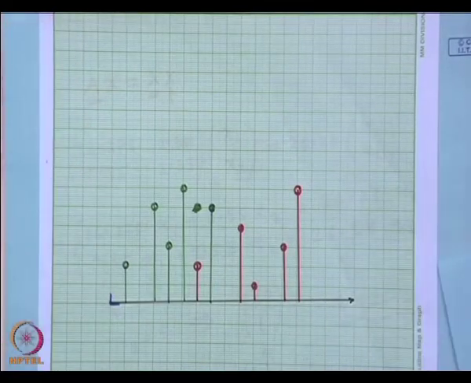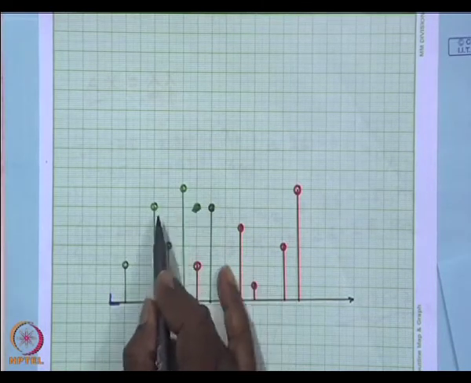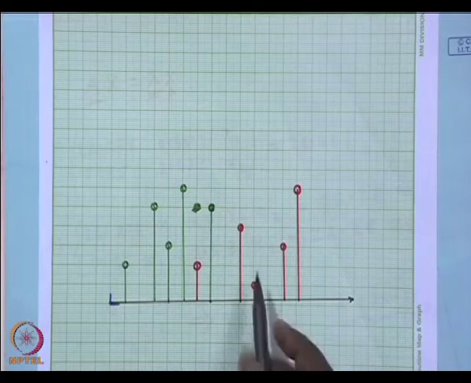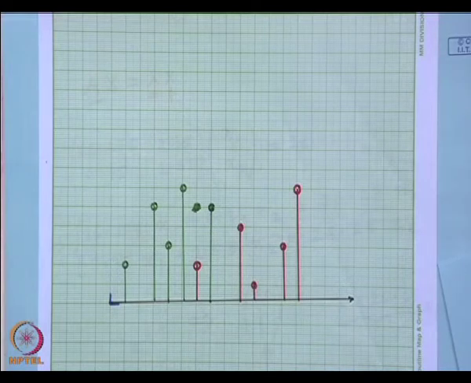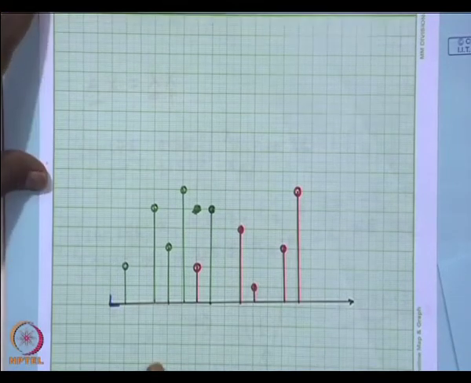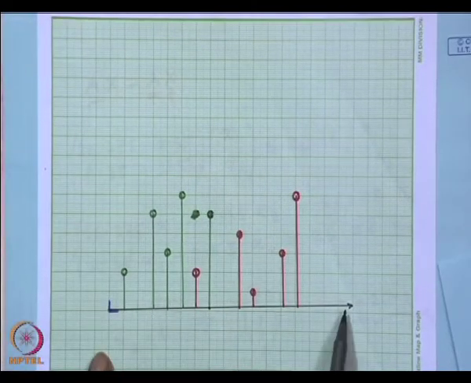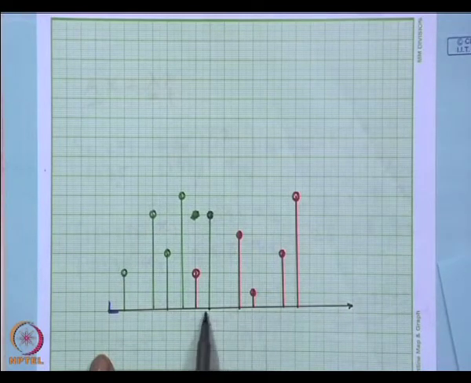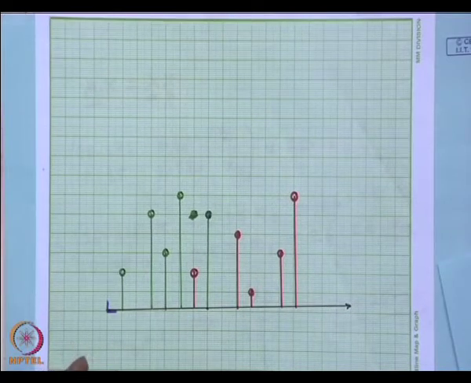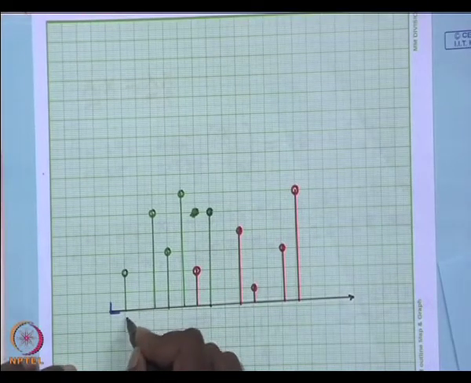So, as we said, all the feature vectors belonging to class omega 1 are represented by green color, and all the feature vectors belonging to class omega 2 are represented by red color. And when I project these feature vectors onto the eigenvector corresponding to the maximum eigenvalue, these are my projections. Here you find the feature vectors belonging to class omega 1 being projected.